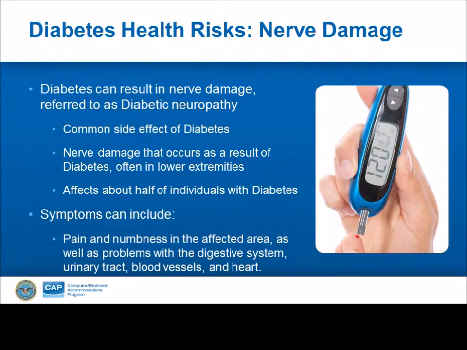Diabetes can also result in nerve damage, which is referred to as diabetic neuropathy. This occurs when high glucose levels in the blood injure nerve fibers throughout the body. Diabetic neuropathy is a common side effect of diabetes that usually affects the nerves in the lower extremities. About half of all people with diabetes have some form of nerve damage. The symptoms of diabetic neuropathy can include pain and numbness in the affected area, as well as problems with the digestive system, urinary tract, blood vessels, and heart.